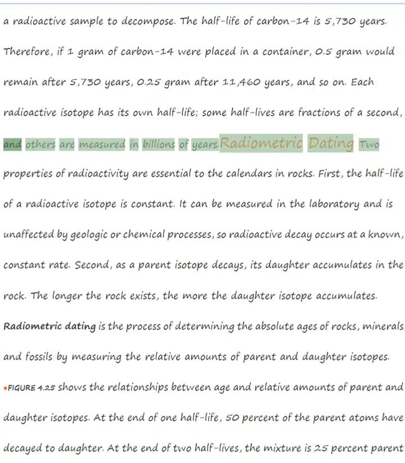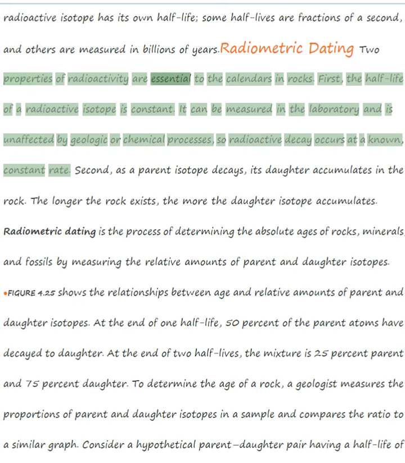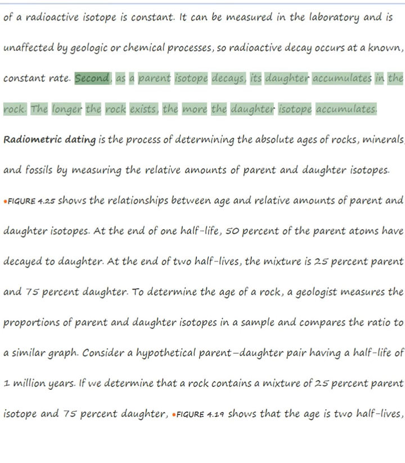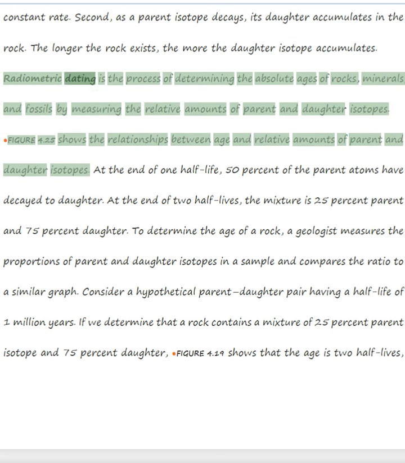Radiometric dating. Properties of radioactivity are essential to the calendars in rocks. First, the half-life of a radioactive isotope is constant. It can be measured in the laboratory and is unaffected by geologic or chemical processes, so radioactive decay occurs at a known, constant rate. Second, as a parent isotope decays, its daughter accumulates in the rock. The longer the rock exists, the more the daughter isotope accumulates. Radiometric dating is the process of determining the absolute ages of rocks, minerals, and fossils by measuring the relative amounts of parent and daughter isotopes.